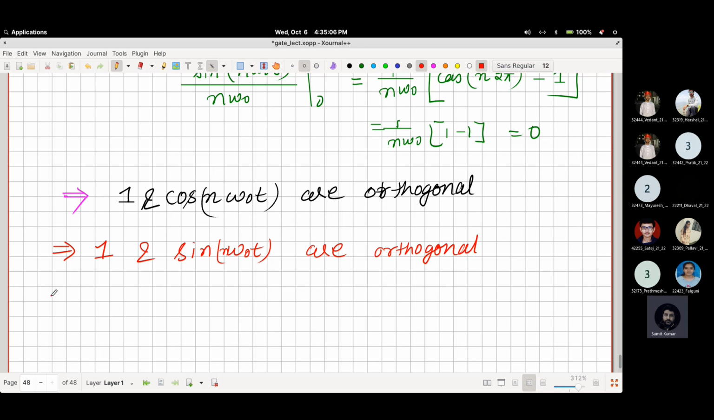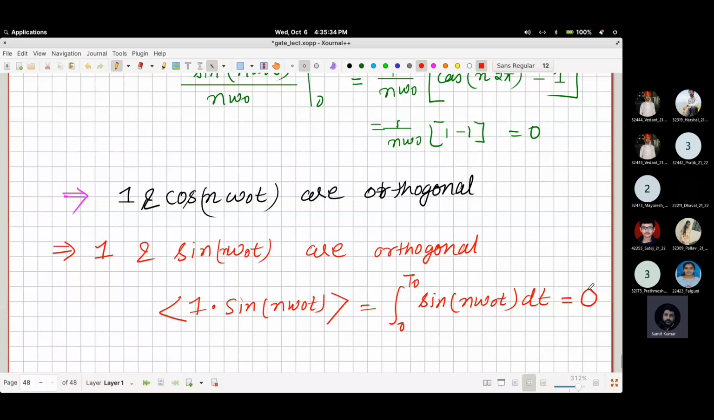Sine n omega naught orthogonal होगा कि नहीं होगा? आप देख सकते हैं, this is going to be 1 dot sine n omega naught t, and this will be equal to basically integration between 0 to t naught, 1 times sin n omega naught t. And sin के कितने साइकिल्स मिलेंगे आपको इसमें, n साइकिल्स मिलेंगे, isn't it? और एक साइकिल का एरिया 0 है तो n साइकिल का एरिया भी 0 होगा. Is that clear? So this is basically equal to 0. You can easily do this.